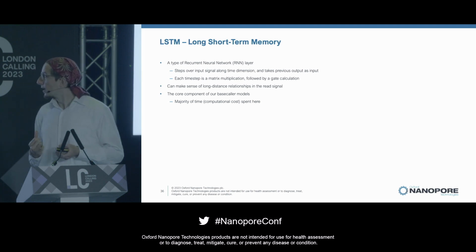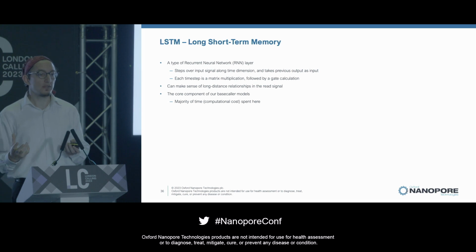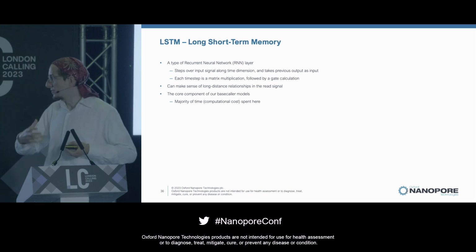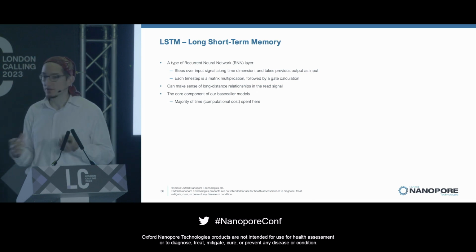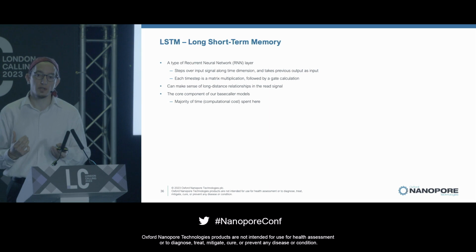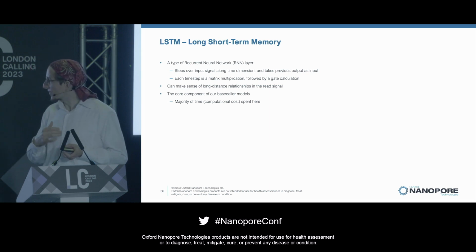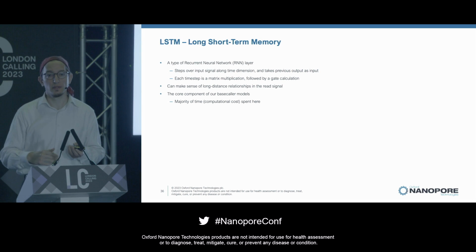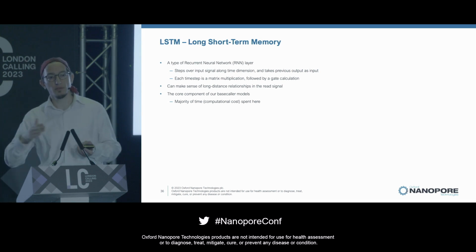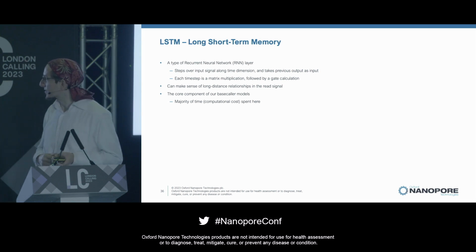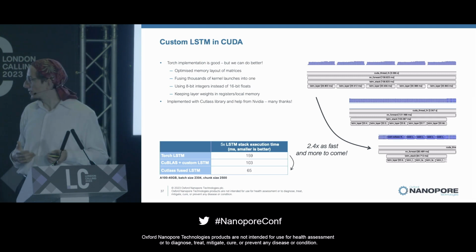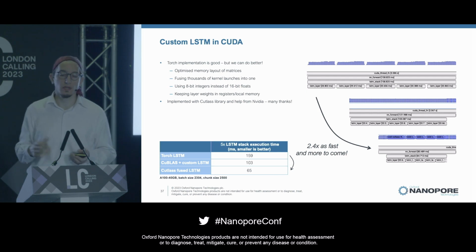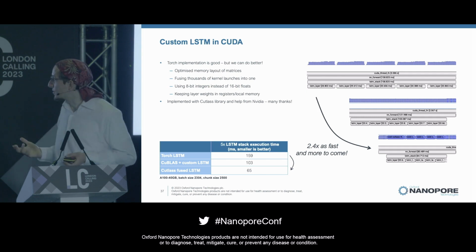So they are the most computationally expensive part of our models. We spend most of the runtime there, and they are capable of making sense of long-distance relationships, which means that there's a serialized component where this layer steps over the signal in a time-ordered fashion. And we implemented a custom type of layer for this in CUDA, which is the language and the API for using NVIDIA GPUs.